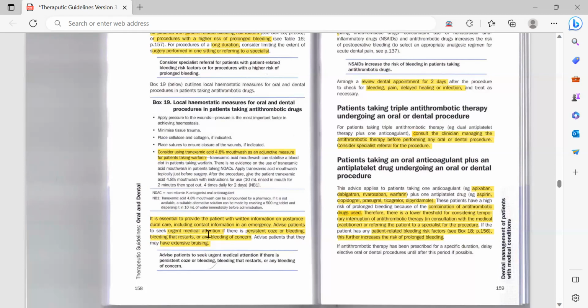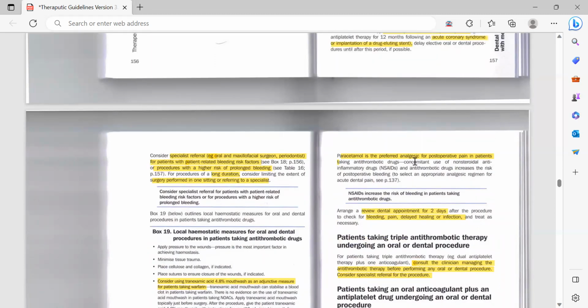Advise patient to seek urgent medical attention if there is persistent ooze or bleeding that restarts or any bleeding of concern. Advise patient that they may have extensive bruising.